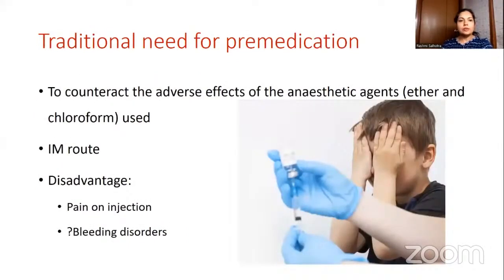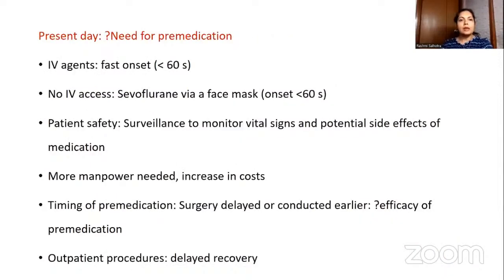Traditionally, pre-medication was given to counteract the adverse effects of the anesthetic agents in common use at that time, which were ether and chloroform, and the most common route was the IM route because a variety of drugs and different kinds of routes were not available. So the disadvantage was pain on injection and bleeding disorders. If the patient had them, then they would land up in severe problems.